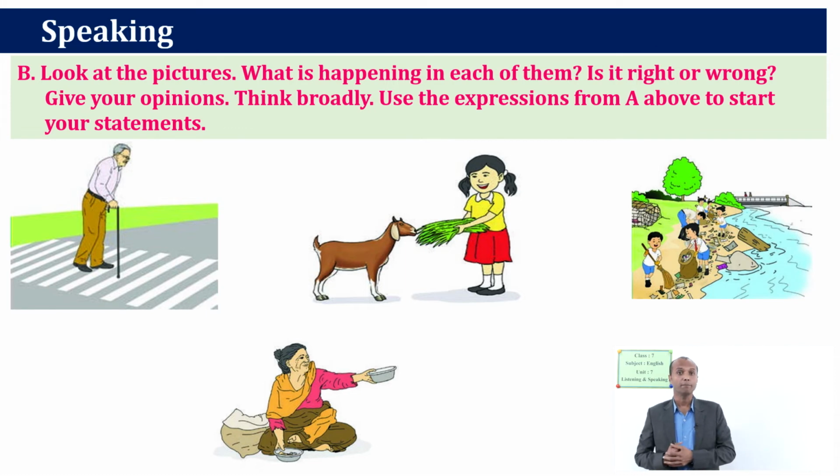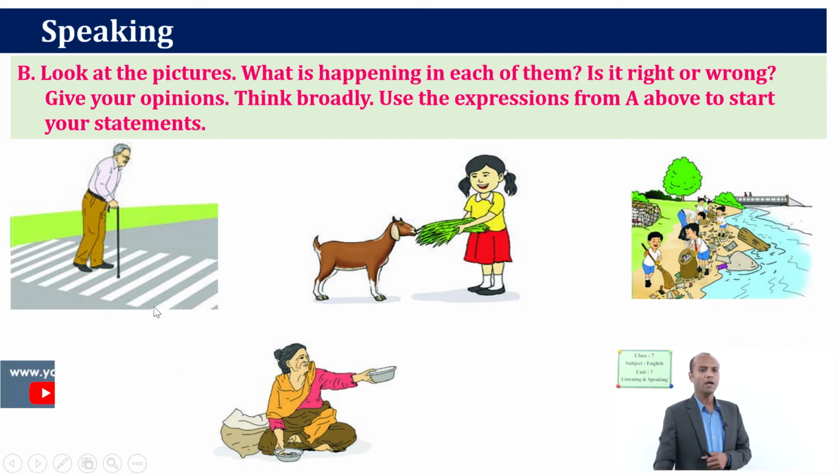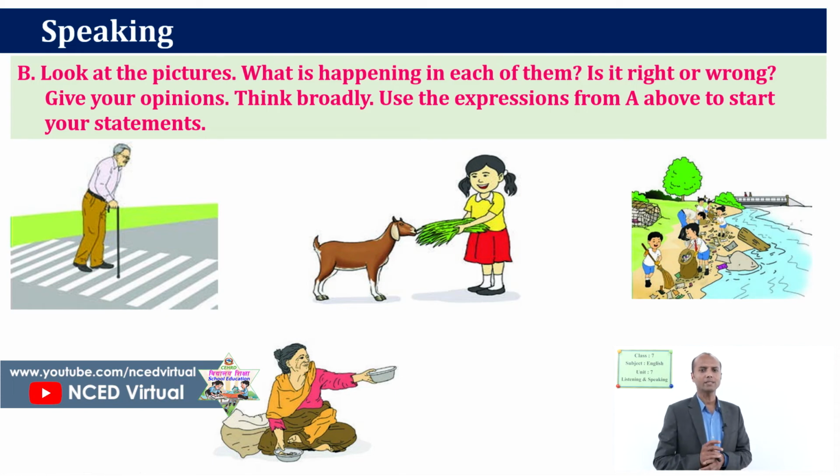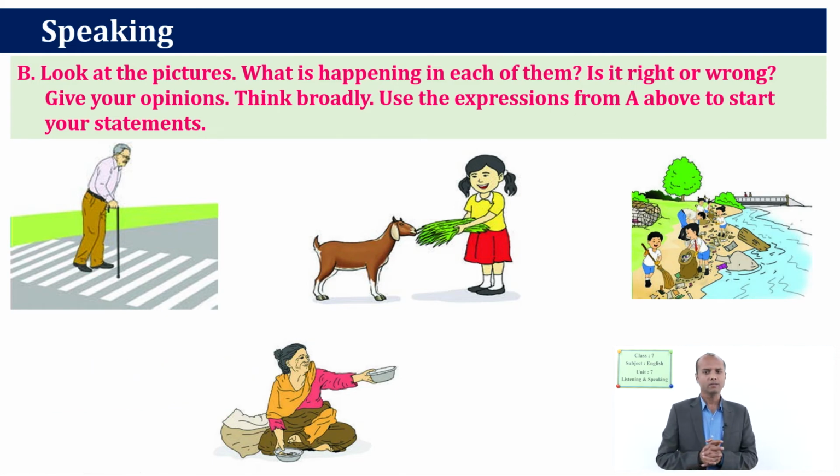Now here in B we are given a set of pictures. How many pictures are there? Yes, definitely there are 4 pictures, and it says look at the pictures, what is happening in each of them? Is it right or wrong? Give your opinions. Think broadly, means you have to think various ideas. Use the expressions from A above to start your statements. You can see 4 pictures: a man walking, crossing from the zebra crossing, a girl feeding, some people by the side of a river, and a woman here.